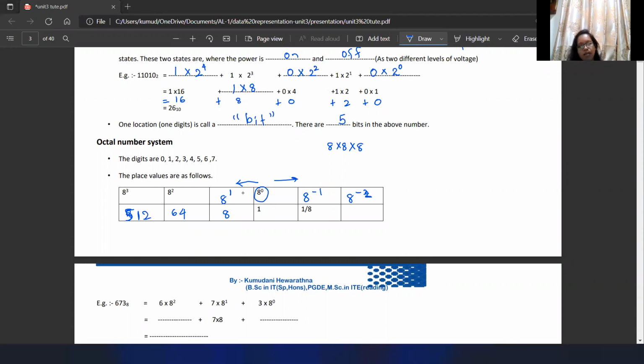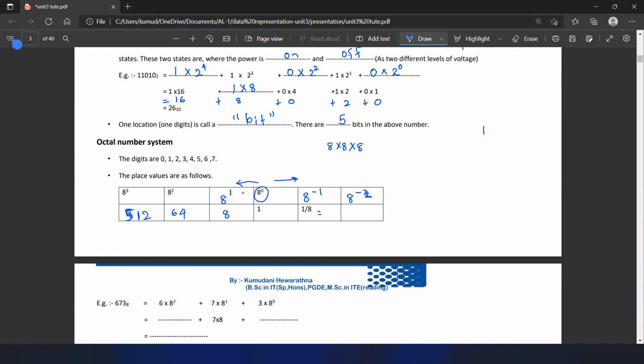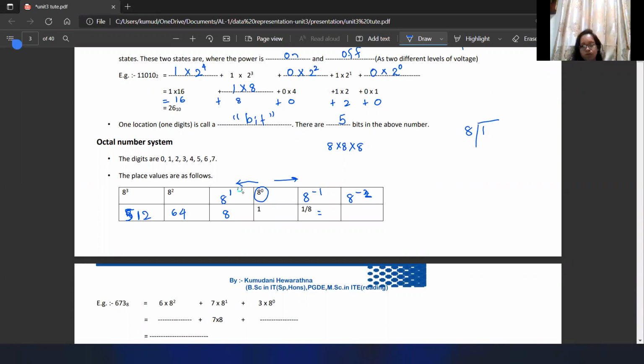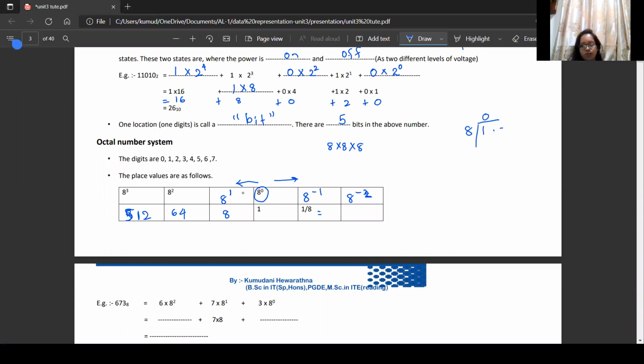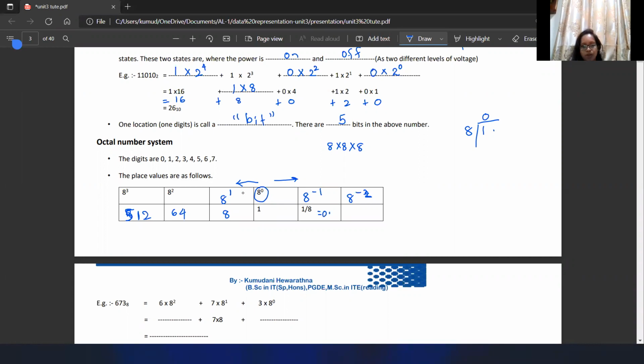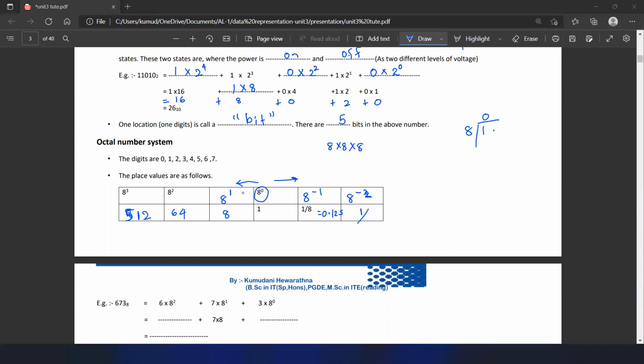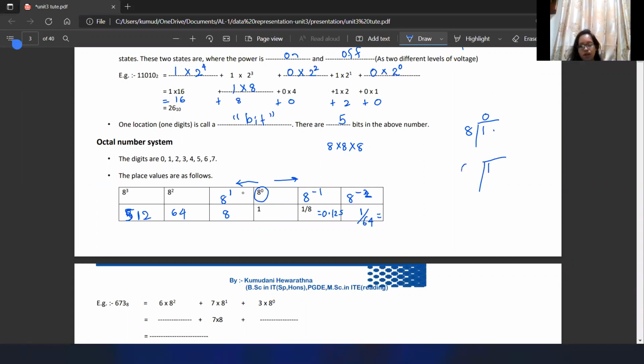Here 8 to the power minus 1 means 1 over 8. What is the value there? That is equal to 1 over 8, which is 0.125. The next one, 1 over how much? 64. That is how much? Just divide 1 over 64.